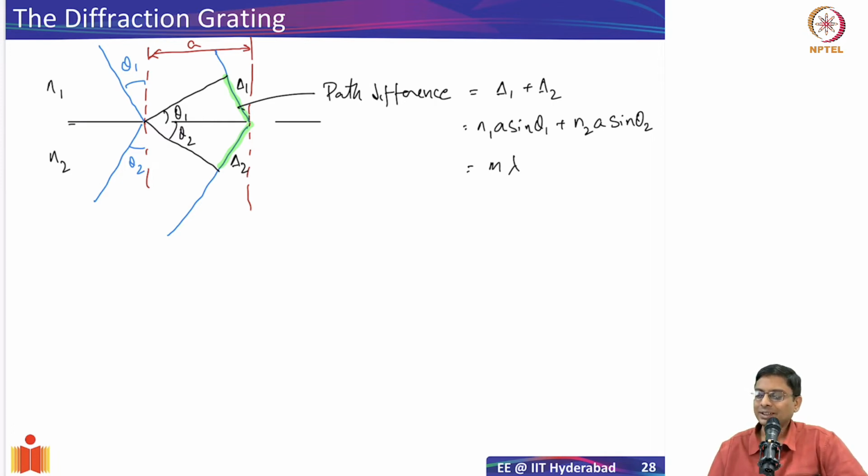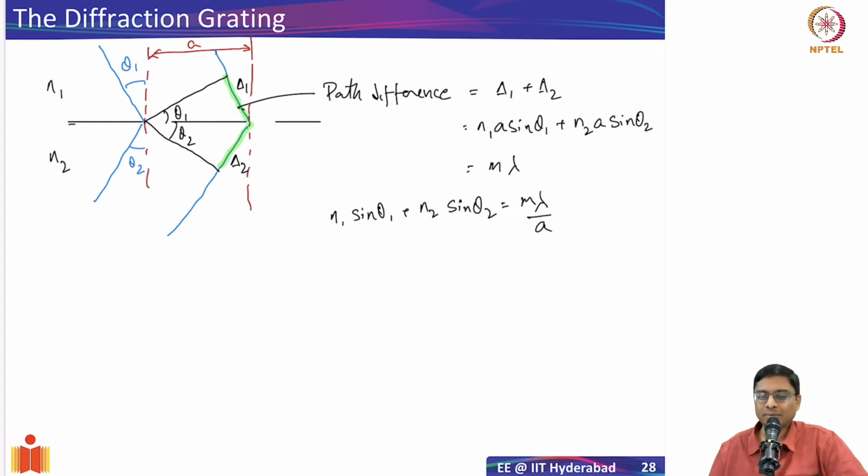What happens there? Then you have constructive interference of the two rays which are coming from both the slits. Or you can have destructive interference depending on the condition. This is a condition for constructive or destructive interference. And you can just rewrite this as n1 sin theta 1 plus n2 sin theta 2 equal to m lambda by a.